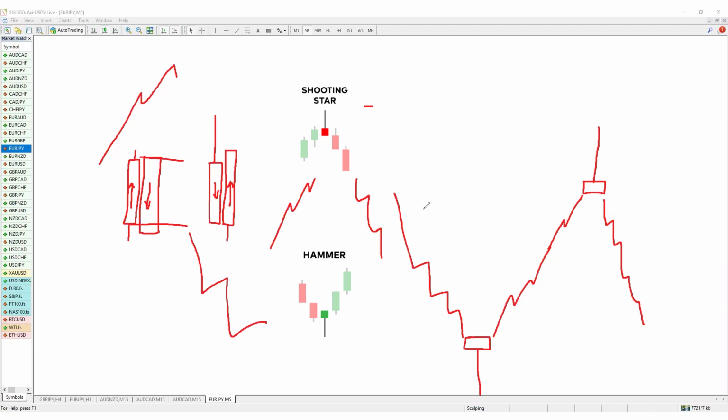There's lots of calculations. Some people say a hammer has got to have 25% of the entire height of the candle as the body. Other people say 50%. Doesn't really matter. What you're looking for is price to have pushed up really hard, and then the sellers come in and say, nah, we're not having it. And what that does, it leaves a massive wick, basically.